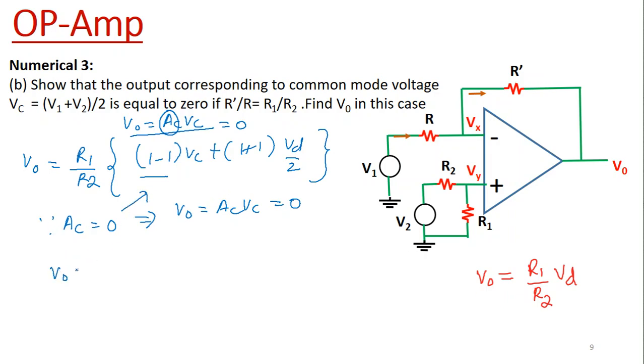So we get V0 is equal to R1 by R2 into 2 into Vd by 2. This 2 and this 2 cancel out and we get V0 is equal to R1 by R2 into Vd. This is the equation we are getting. So we have solved both the parts. Now we are going to see the third part.